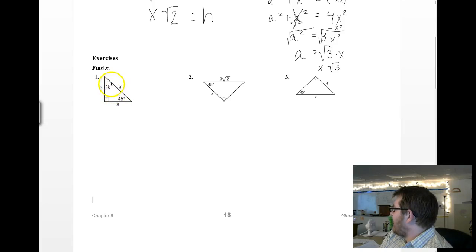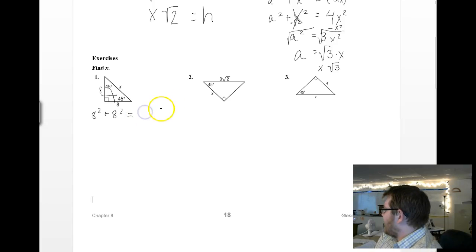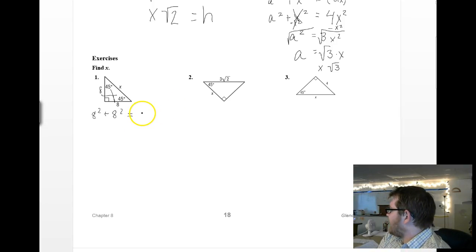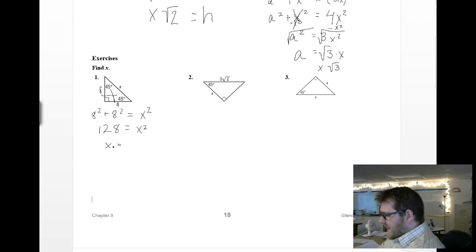Remember how your opposite angles, if your opposite angles are equal, that means the opposite sides are equal. So since this is 45 and 8, then we can say this is 45 and that's 8. Using the Pythagorean Theorem, we'd say 8 squared plus 8 squared equals x squared. So 64 plus 64, 128 equals x squared. So x should equal the square root of 128.